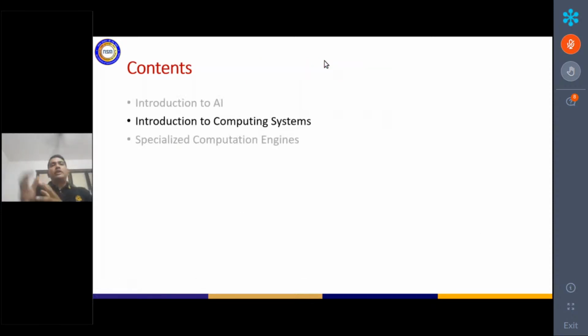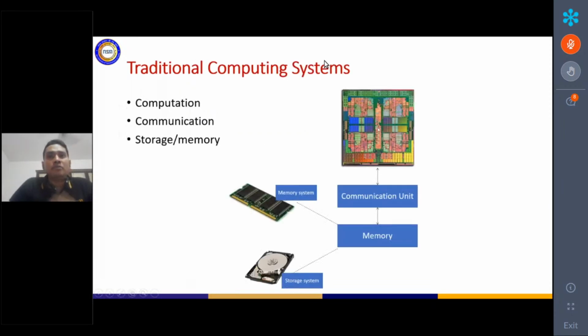Now we will look into the computing systems that are available, and we will try to relate what kind of computing systems will be more suited for this kind of computational density or computational complexity that are being incurred by these AI benchmarks, right? So of course, traditional computing systems, as you know, have a computation engine, and then we have memory. We have a memory system, with different levels or hierarchy of memory that we'll see in the next slide. And you have the communication unit.